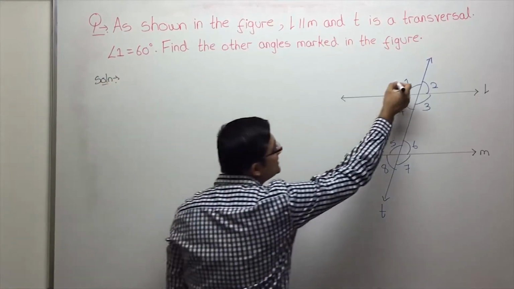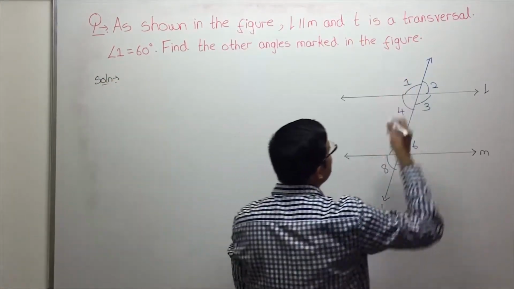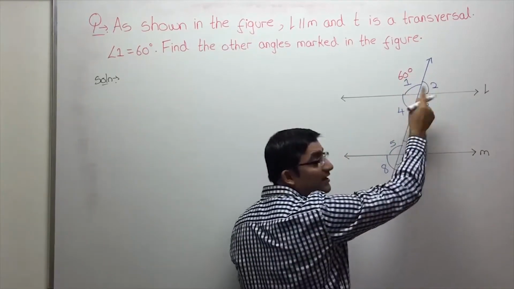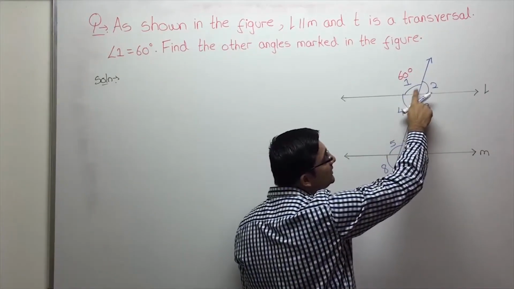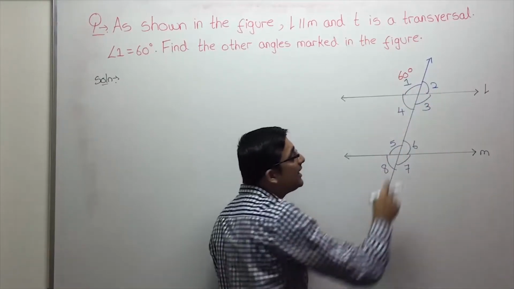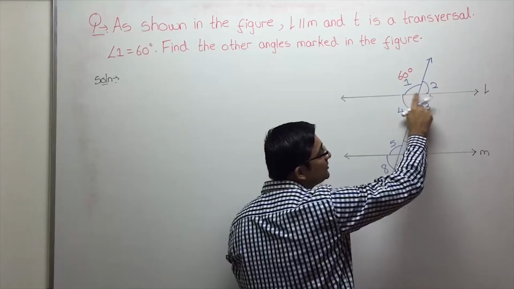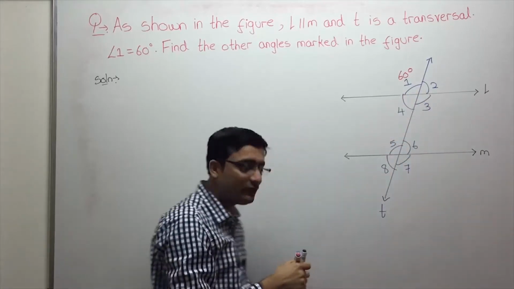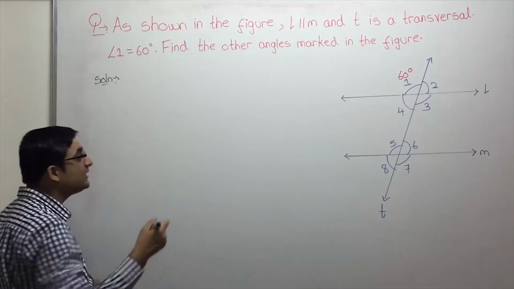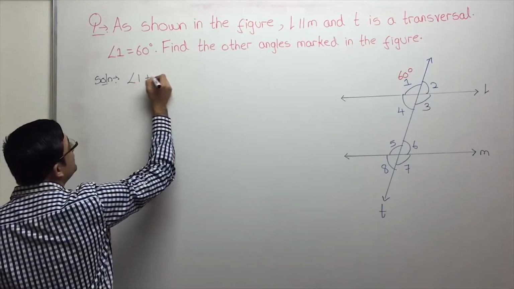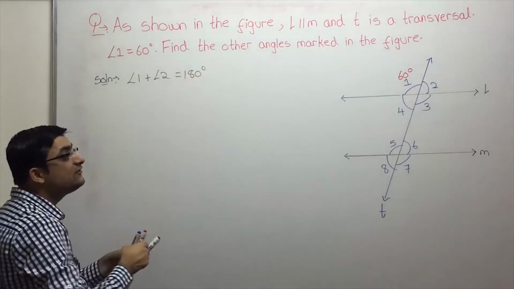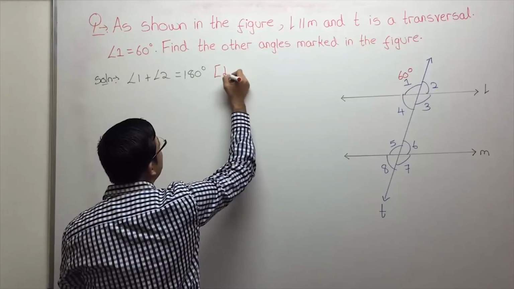So see, angle 1 is given to us as 60 degrees. So I'll write 60 degrees over here. Right. Now the first thing is that, see, identify a linear pair. Two angles next to each other on a straight line. So angle 1 and angle 2 form a linear pair. Since angle 1 and angle 2 form a linear pair, that means their sum is 180. So angle 1 plus angle 2 is equal to 180 degrees. Why? Because they form a linear pair. So in bracket I'll write down linear pair.